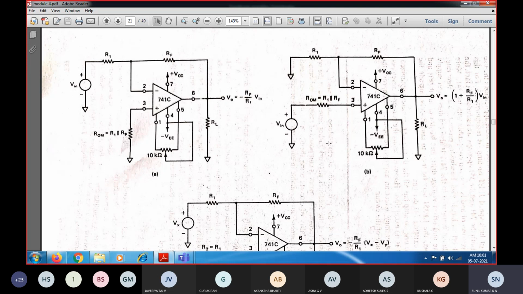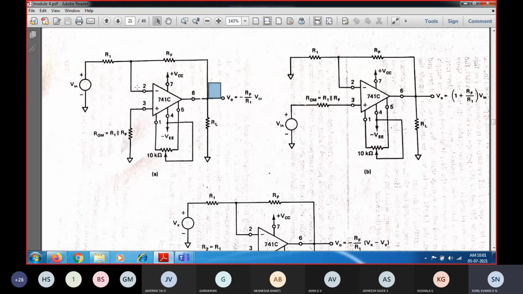In order to nullify that mismatch, the manufacturer has provided offset nulling terminals for certain operational amplifiers. In the 741 op amp, terminal number 1 and terminal number 5, that is IC pin 1 and pin 5, are considered the offset nulling terminals. If there is any offset voltage present at the output, we can nullify it.